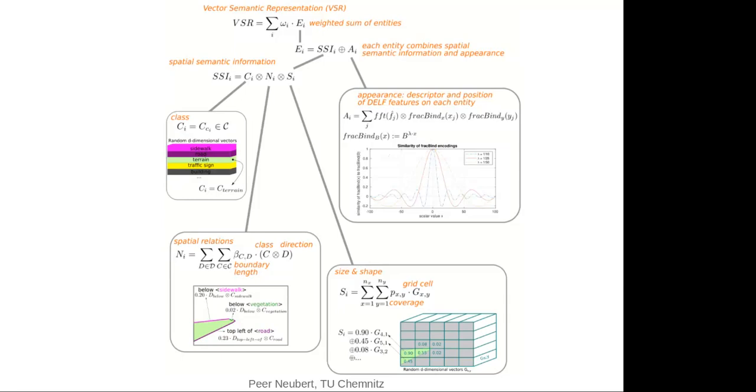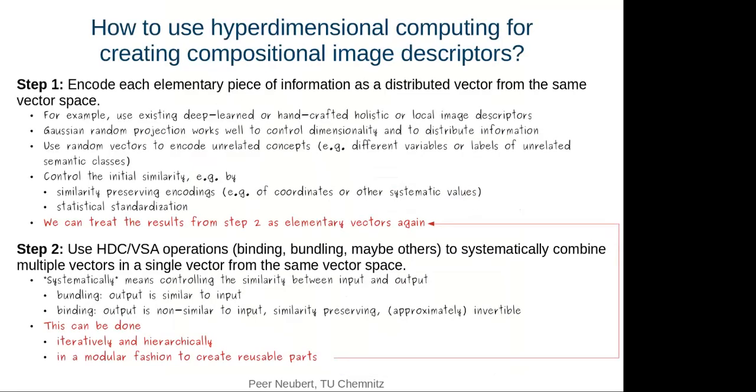So that's something we want to add to our recipe again, that we can reuse parts. And that's the final ingredient of our recipe. So this structured combination can be done iteratively and hierarchically, and in a modular fashion to create reusable parts. And then we can treat those modules as elementary vectors again. And that's something different from other VSA views on those elementary vectors, because our elementary vectors have never been quasi-orthogonal. So there has been some kind of similarity between them anyway. So we can more or less easily reuse parts. However, we still have to control the similarity.